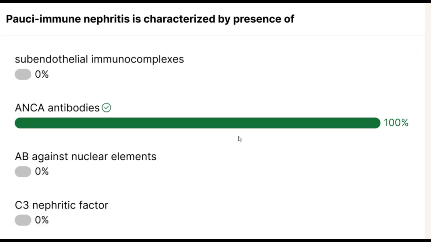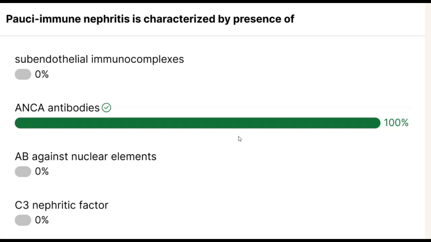Yeah, I think this is very easy. Pauci-immune, basically no immune complexes. So subendothelial immune complexes is wrong. It's more associated with membranoproliferative immune complex mediated glomerulonephritis, and that's seen in SLE and rheumatoid arthritis.